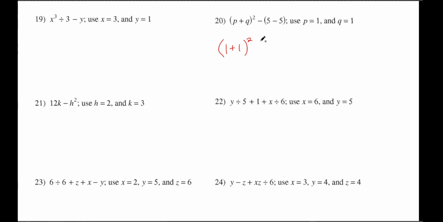So this actually turned out pretty simple. It looked a little complicated at first because you got the parentheses and you got the squared, but it actually turned out pretty easy. What's 1 plus 1? That's 2. And what are we doing to that 2? We're squaring it. We said this earlier. 2 squared is 4. Okay? That's not very hard at all.